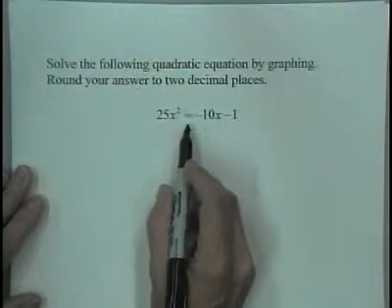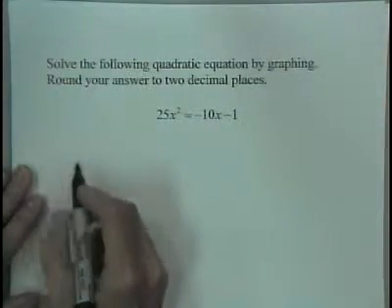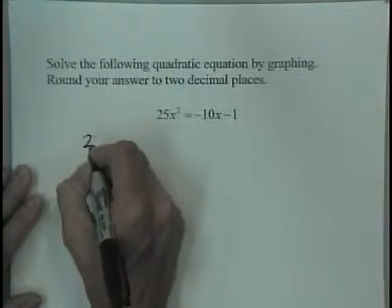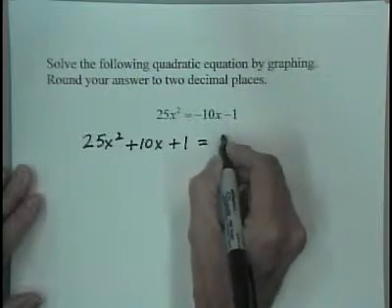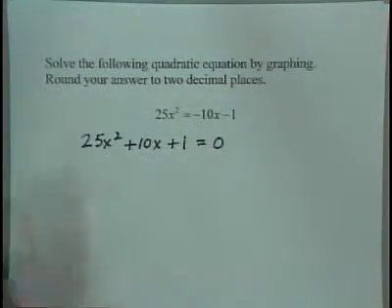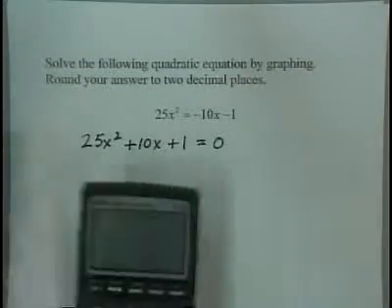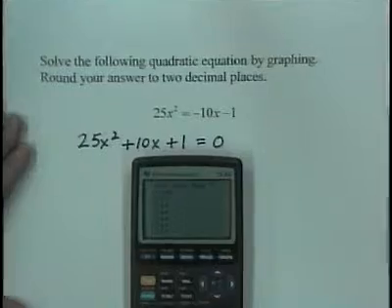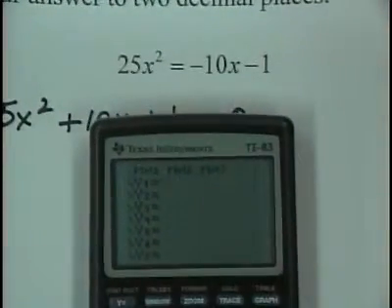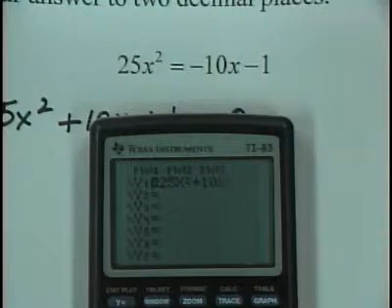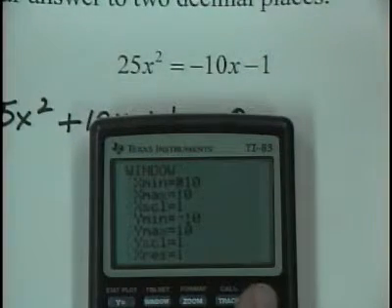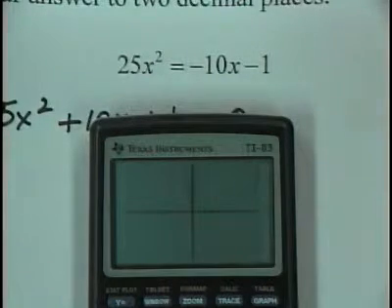As we started the other one, we want to get 0 on one side or the other of the equation. I'm going to add 10x and add 1, and I'm going to work on 25x squared plus 10x plus 1 equals 0. Work on solving that. So I'm going to go to my calculator, and in y equals, I'll enter 25x squared plus 10x plus 1. And let's check out the window. We still have a standard window. Let's push graph and see how this graph looks on that window. And we can always adjust it accordingly.